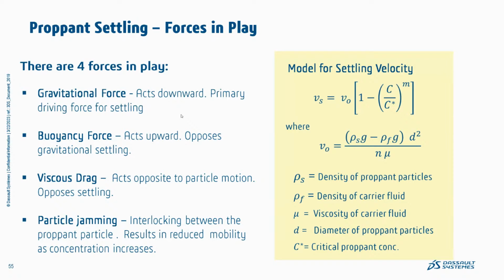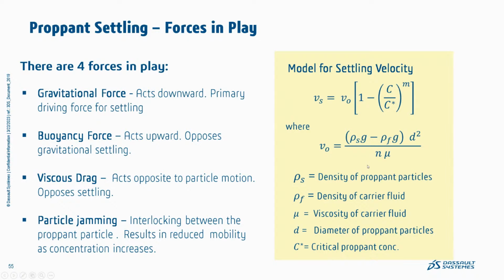So in Abaqus, we have a functional model to account for these four forces and calculate the settling velocity. The model looks something like this. Here you can see the effect of gravity, effect of viscosity, effect of particle jamming, and effect of particle size. Now, the way this model is set up, there are two unknown parameters in the model, M and N, that determine the behavior of a specific proppant type. So different proppant types can have different values of M and N.